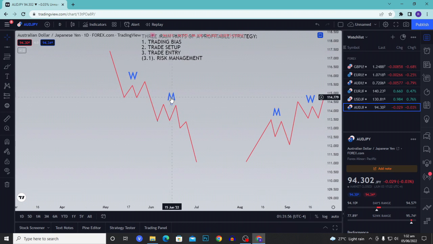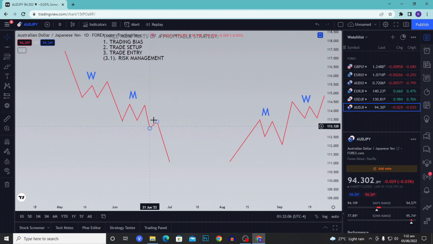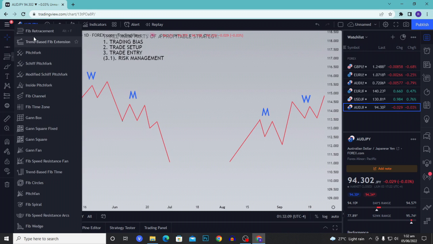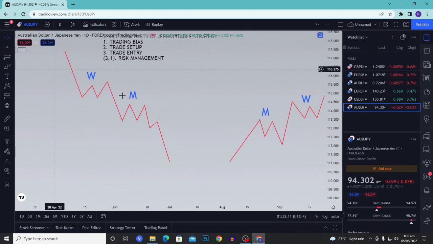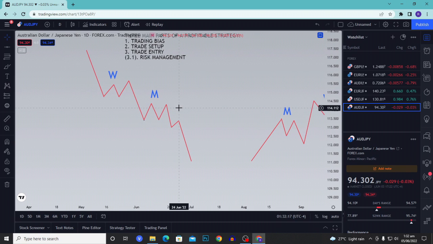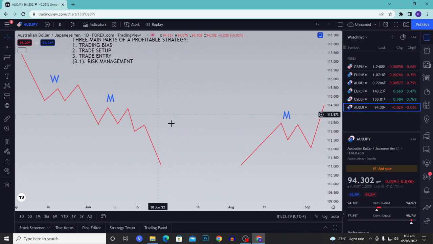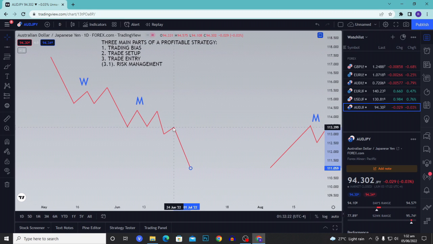Okay, for the M trade setup now, it's a bit different, as now we use the Fibonacci tool, which is this tool, the Fibonacci retracement tool. We use it to find a point where price bounces off of, to look for our entry. You can check out my video on the Fibonacci tool if you haven't watched it, but it's basically this.